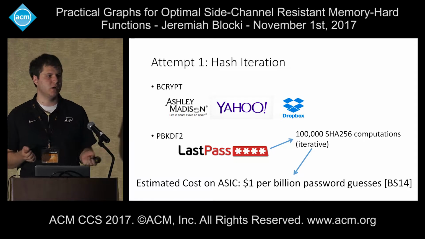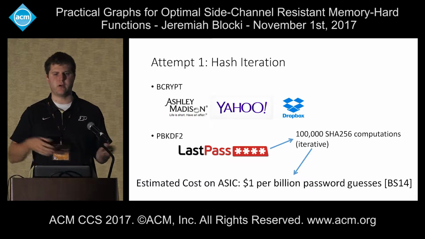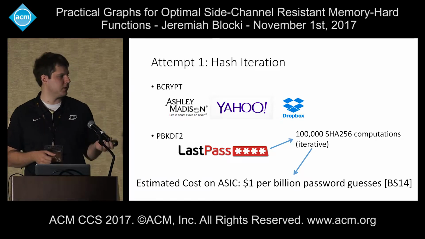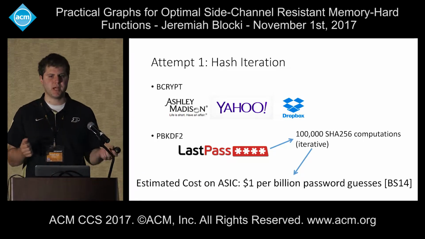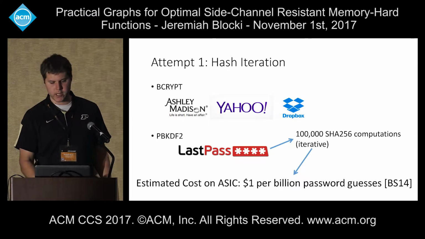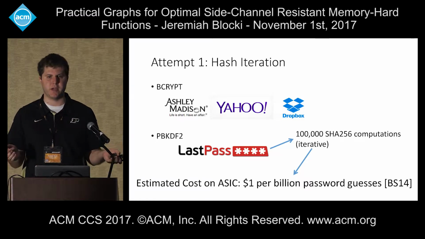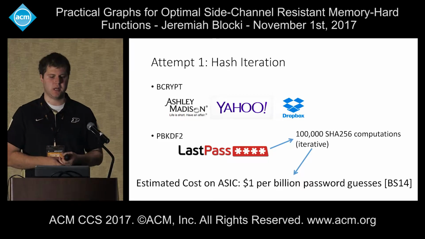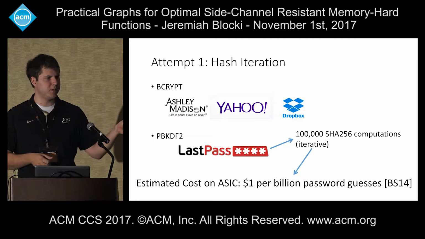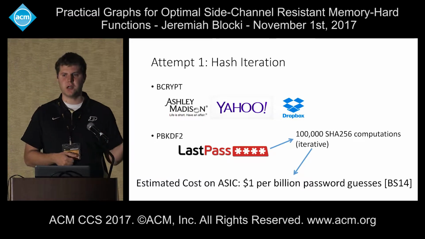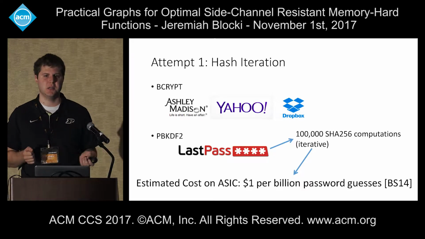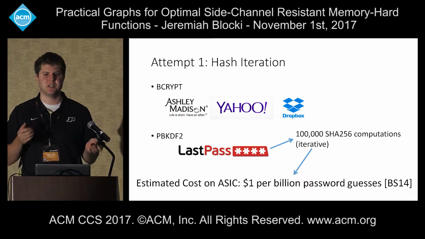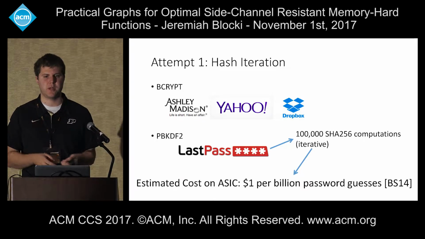The first attempt here would be to just take your hash function and iterate it. For example, password-based key derivation function, this is the function that was used by LastPass when they were breached. They were iterating SHA-256 100,000 times. Well, if you just do a dollar estimation, we would estimate that this is about $1 per billion password guesses. By contrast, 70 million password guesses per user is sufficient to crack the vast majority of user passwords.